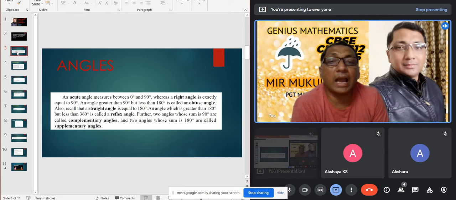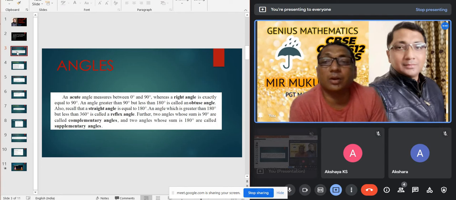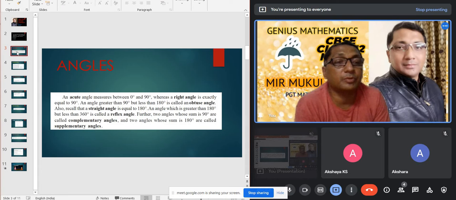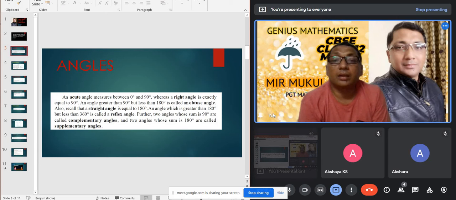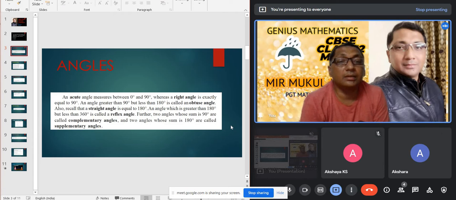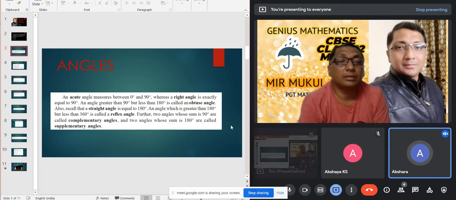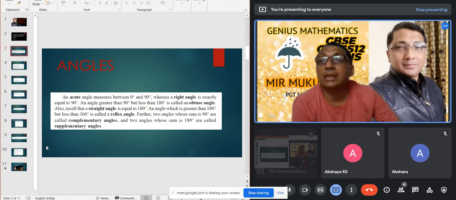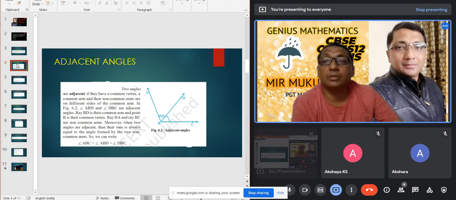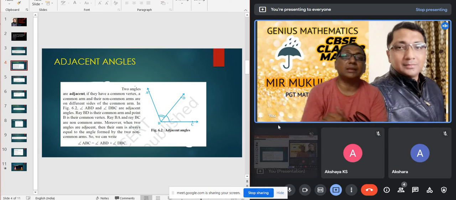And two angles whose sum is 180 degrees are called supplementary angles. That means if the sum of two angles equals 180 degrees, then those angles are called supplementary angles. Can you say an example, Akshaya? Sir, angle 100 plus angle 80. Right, very good. So angle 100 plus angle 80 will be supplementary angles.